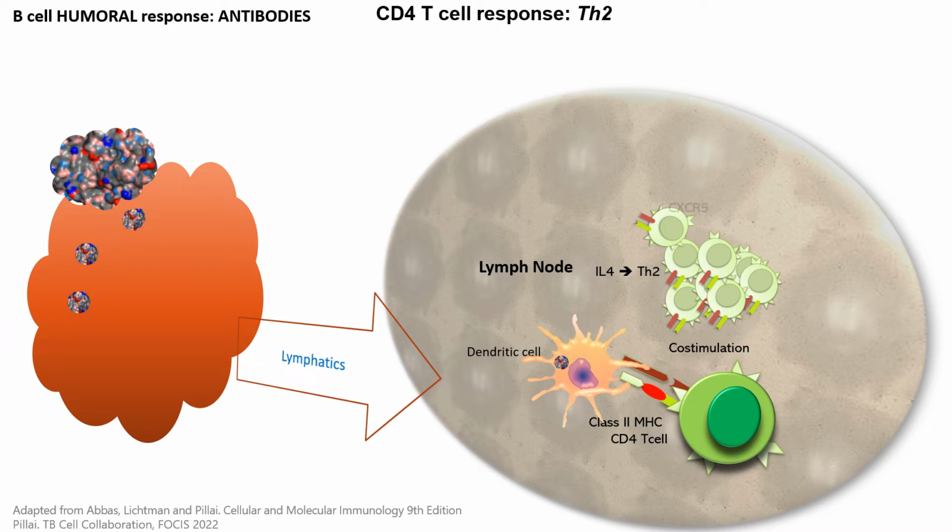Also get activated and they express CXCR5, which is a migration protein. This brings the T cells from the T cell zone, which is in the center, to the boundary where the B cells are.